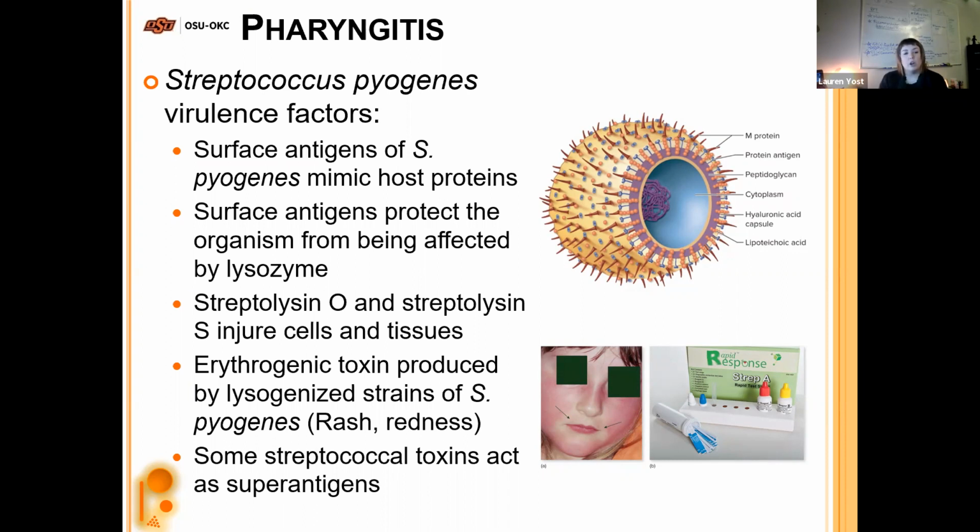It produces streptolysin O and streptolysin S. Those are exotoxins that injure cells and tissues. It produces erythrogenic toxin in strains that have been lysogenized. Remember, that means that we have a phage, a bacteriophage, which is a bacteria-infecting virus, whose genome has become incorporated within the genome of strep. And as a result of that, now strep has the ability to produce this toxin, okay? Streptococcal toxins can act as superantigens, leading to overreaction of the immune system and be particularly harmful to us.